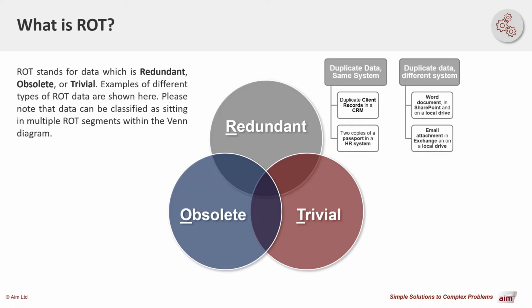Let's start with redundant. Redundant data represents duplicate data, either within the same system or location or another. A couple of examples here are duplicate copies of an employee's passport within a HR system, or a duplicate client record within a CRM or sales system.